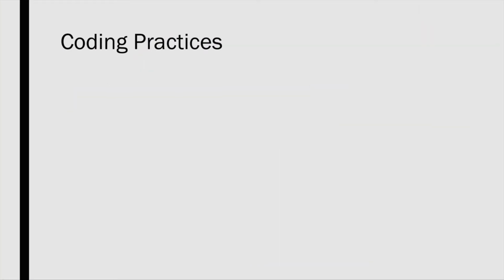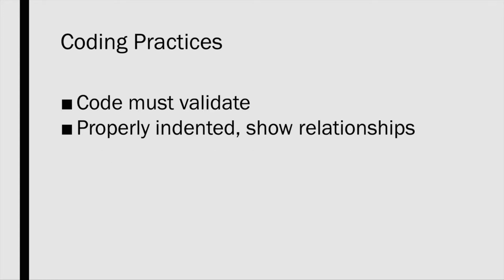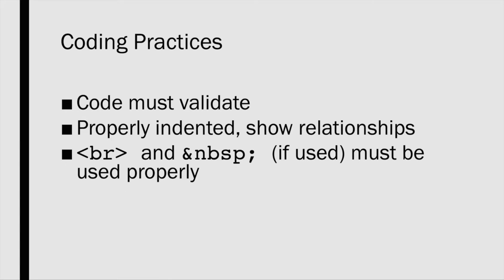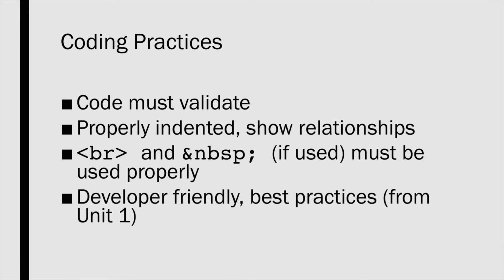A few coding practices as usual. Code must validate. Again, please test it against a validator. I'm using the same one as you, so if you get any errors, I will get them as well. If you get any warnings, you can disregard them, such as the date field. Your code must be properly indented to show relationships for parent-child nesting. If you use line breaks and non-breaking spaces, they must be used properly. And make sure that the code is developer-friendly and use best practices, specifically from Unit 1.